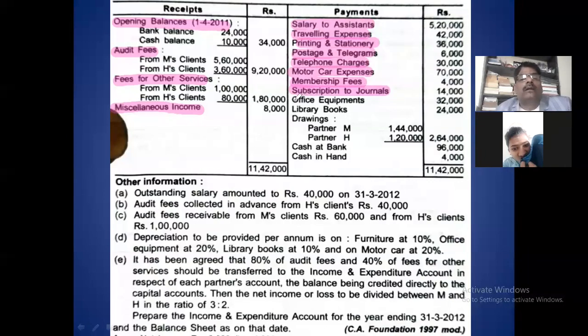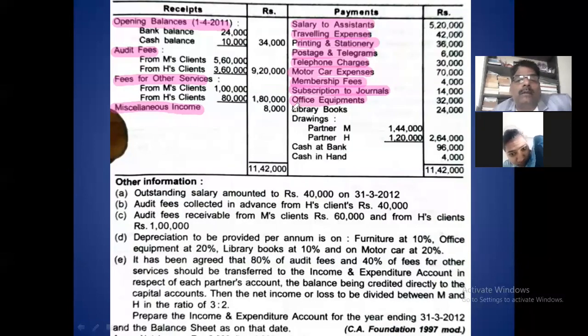Okay. Next is office equipment. Office equipment is an asset and goes to the balance sheet. You take the opening balance from the opening balance sheet, add 32,000, and thereafter deduct depreciation. This is a confusing point. You make this adjustment very carefully.